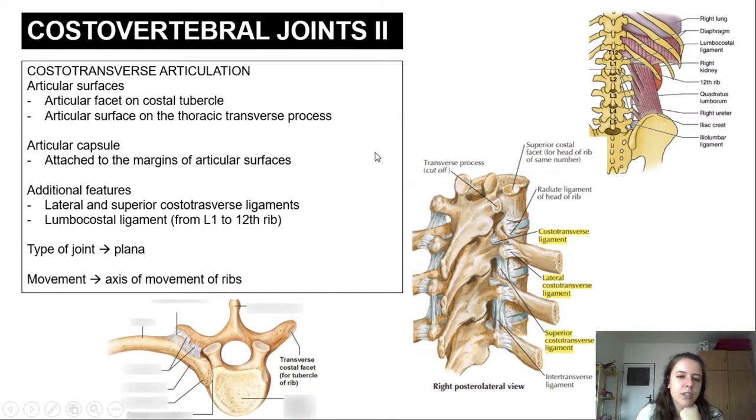And it's important for some things, but not important right now. Type of joint plane movement, same, limited by the axis of movement of the ribs.